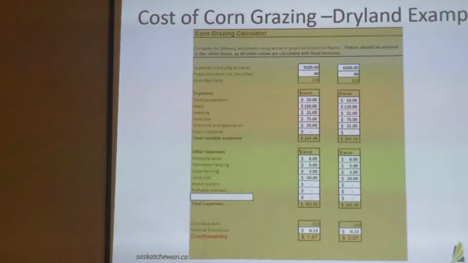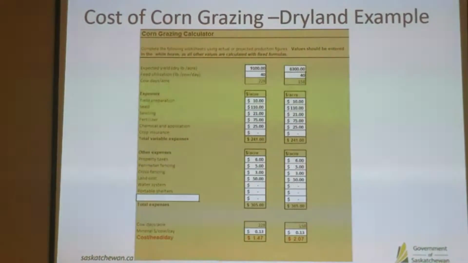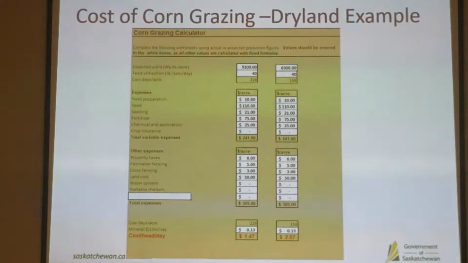We look at a dryland example. So here I put in 9,100, which is about a 13-ton silage crop, and 6,300, which I think is about 9 tons. Same feed utilization at 40 pounds per acre, so we're looking at about 228 versus about 158 cow days an acre.